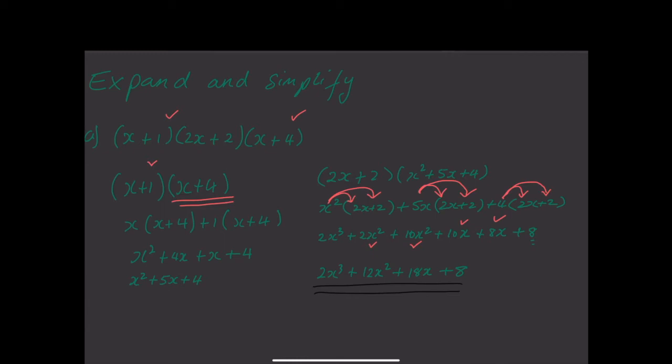We're going to move now to another example where we have some negative values. So example 2. So we have x minus 1 into 3x plus 2 into x minus 3. So again, we're going to expand. We're going to start by just expanding two brackets. So we're going to start with expanding x minus 1 into x minus 3.